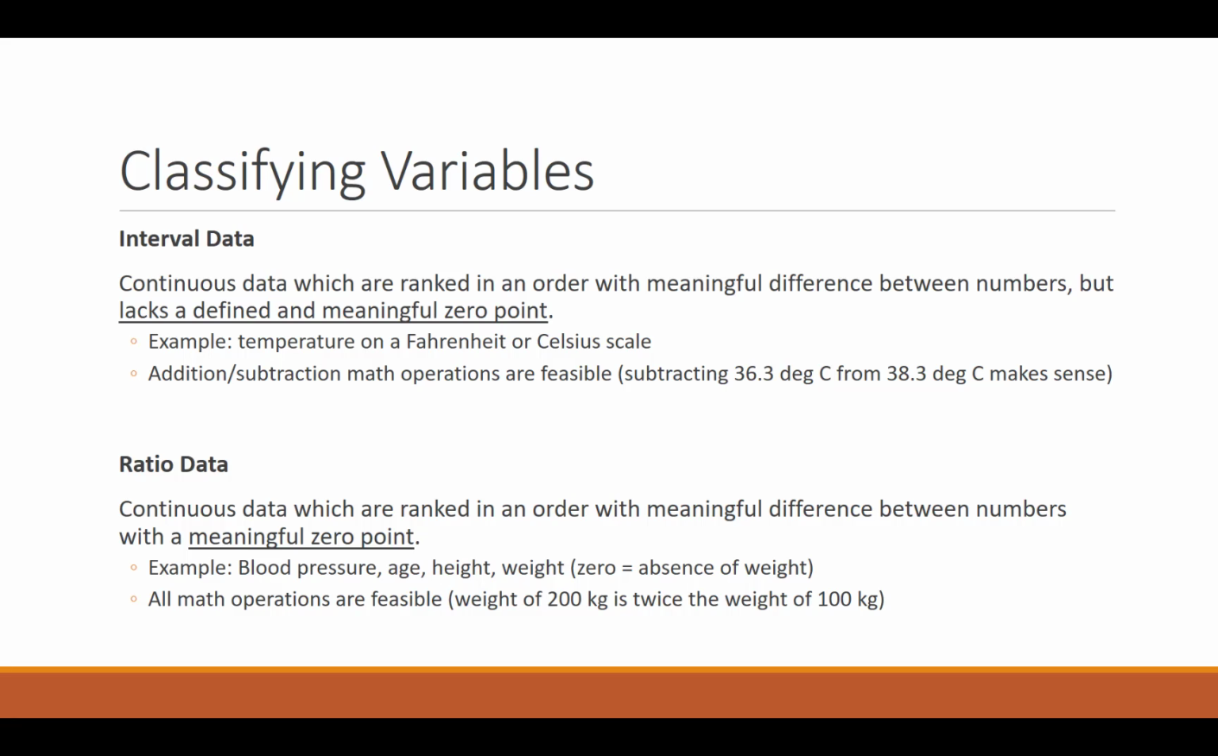Height has a meaningful 0 point. 0 height means essentially that it's non-existent. 0 weight is meaningful. So blood pressure, age, height, and weight are all ratio data. In ratio data, all math operations are feasible, so we can even use multiplication and division because that 0 endpoint is in play as well.